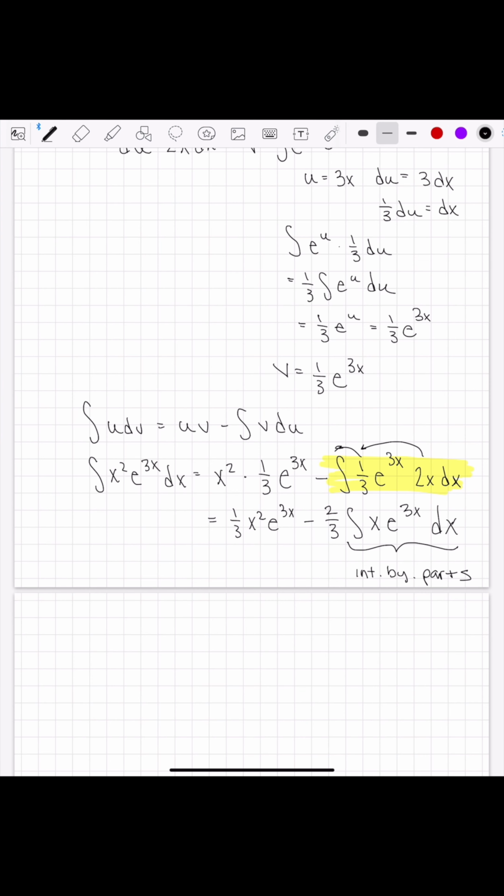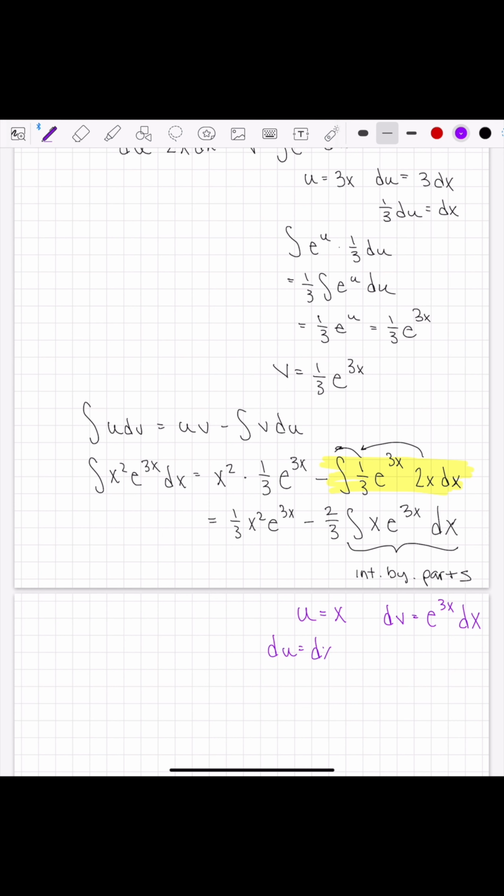So again, use LIATE to choose u. I'm going to do this one in purple so that we know the difference between the 2 integration by parts we have going on. So we're going to let u be x because that's algebraic. And then dv is going to be the e to the 3x dx. So du is just the derivative of u, which is just 1 dx, which is just dx.